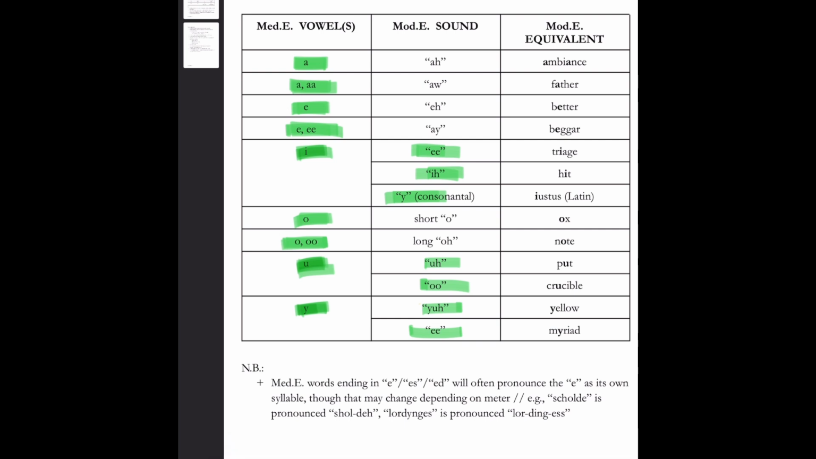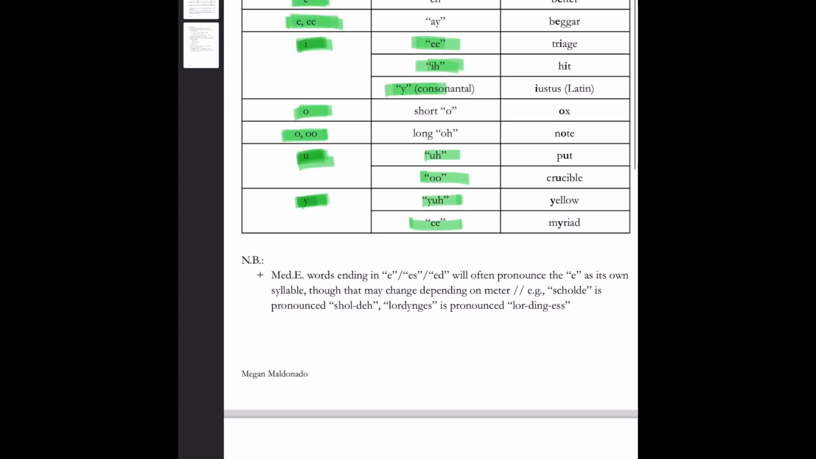You'll see my note here at the bottom that Middle English words ending in the letter E, or ES or ED, will often pronounce that letter E as its own syllable. This could change depending on the meter, but I have an example here. Shoulder, pronounced shoulder. Lordinges, lordinges. So, another example. In modern English, you might say or write lords. You wouldn't say lordes. There is no break between the D and the S.